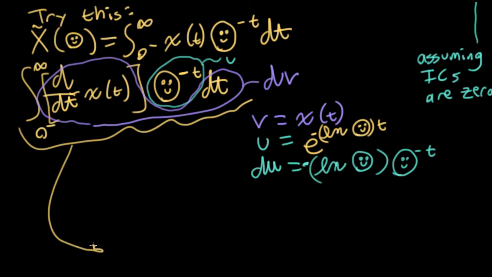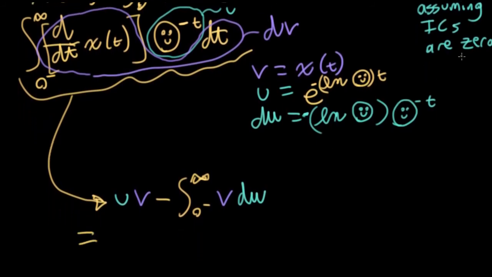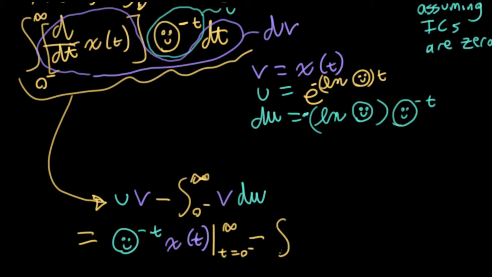Using integration by parts, this expression is equal to uv minus the integral of v du. So substituting everything in here, I'll have the smiley face for the u minus t. What about the v? That's going to be x of t, evaluated at t going from 0 to infinity, minus the integral of v, which here is this x of t, times the du.